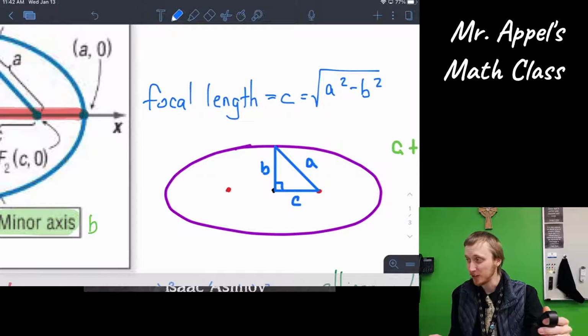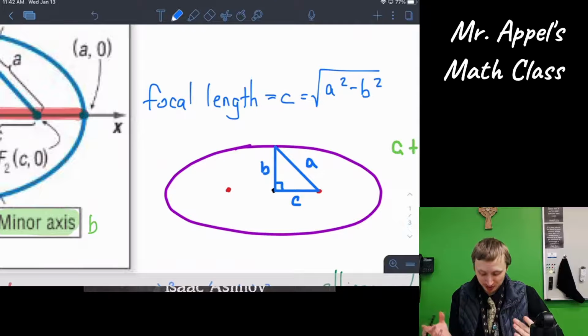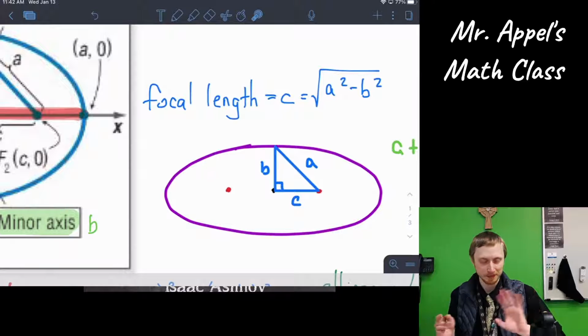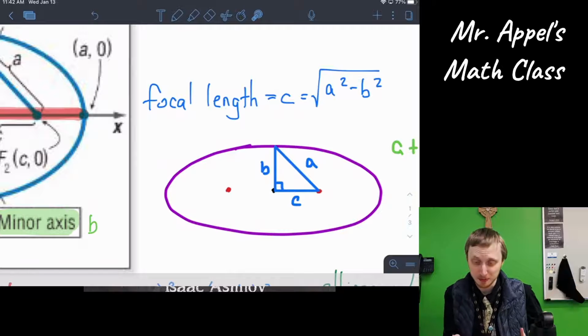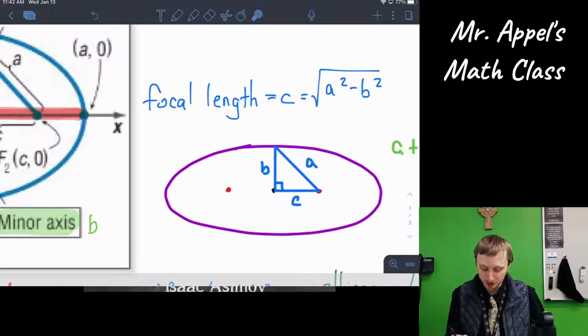It's a right triangle, folks. It's Pythagorean theorem. The only thing we've done is we screwed up the lettering here, right? The A should be there and the C should be there. Whatever, which letters you use doesn't matter. This is still the hypotenuse.